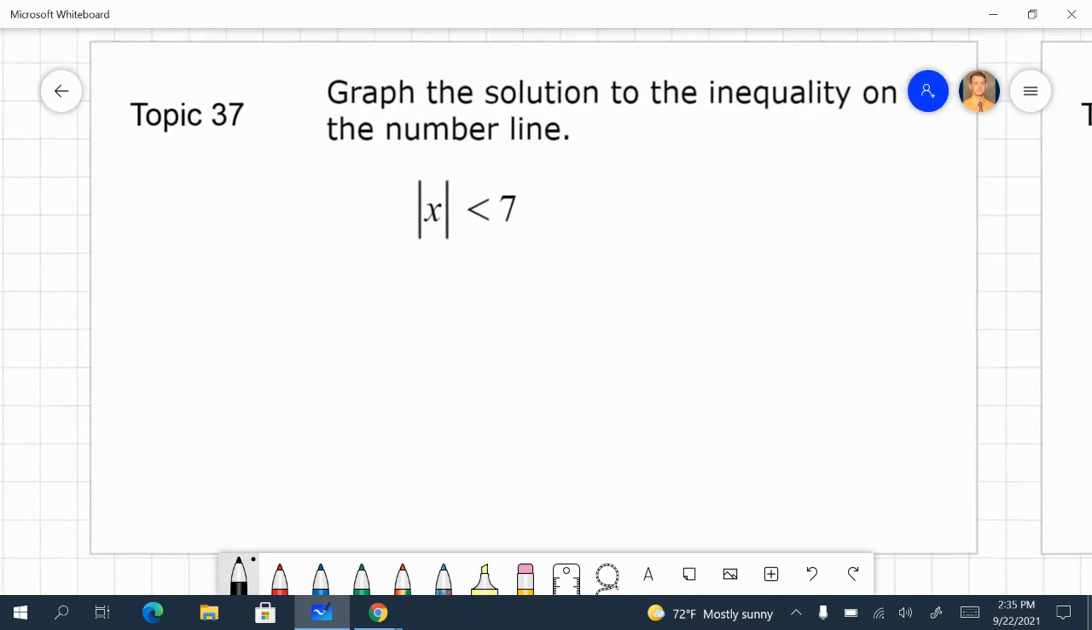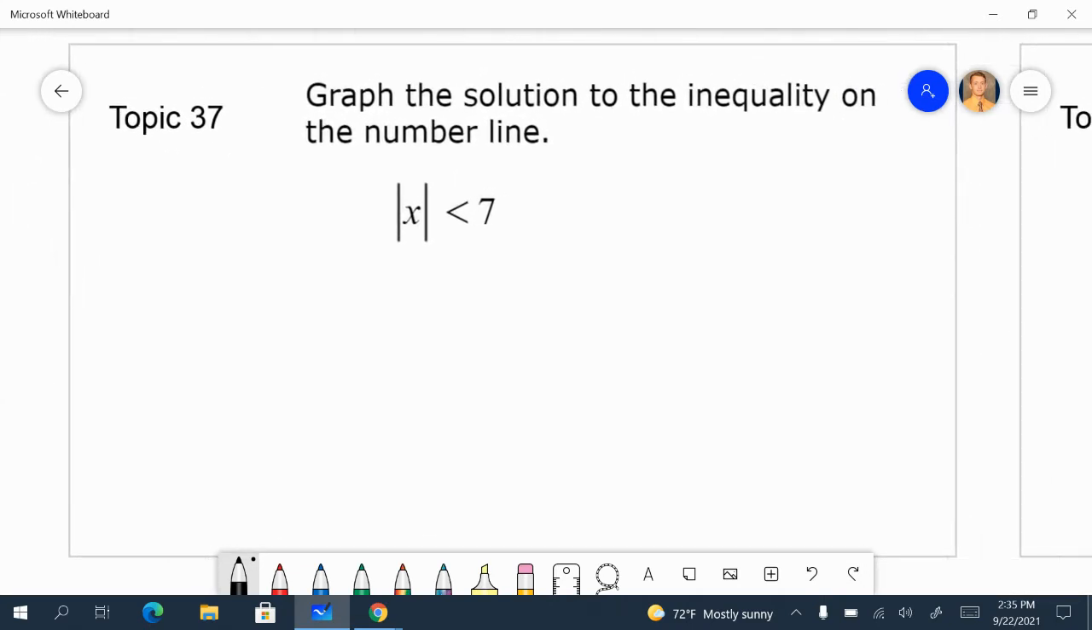Okay, topic number 37. Graph the solution to the inequality on the number line. So if I'm graphing this onto a number line, first of all, let's make a number line. And I'm just going to put my key ones on there. So 0 would be there. 7 looks like it might be one of the important ones. And then since we're talking about absolute values, I'm going to put negative 7 on there as well. So that's my first point, or my start for my number line.